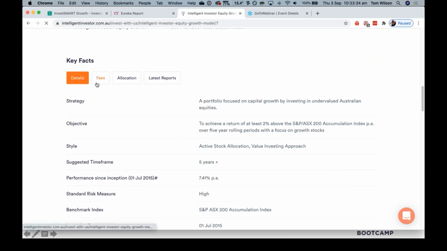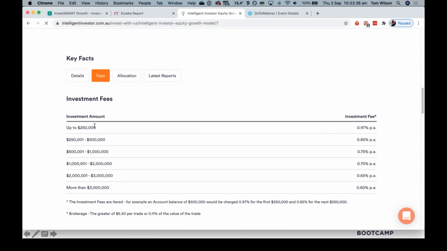Because of that, there's no capped fees. They have a sliding scale here, which is just a percentage based on the amount you put in, but their job is to try and outperform the market. So with the InvestSMART ones, they're happy to get the market return plus any fees. There's not much, well, there is work that goes into it, but it's not as intensive as something like this.